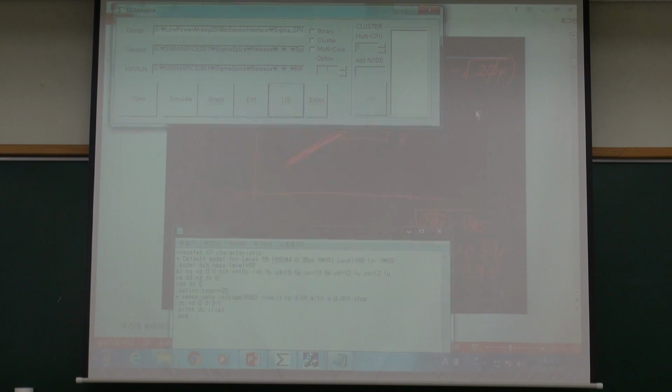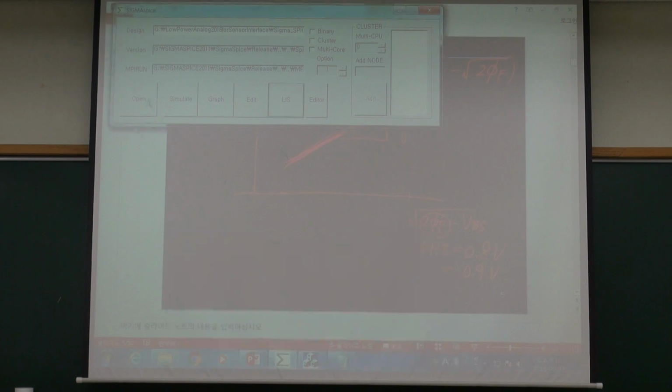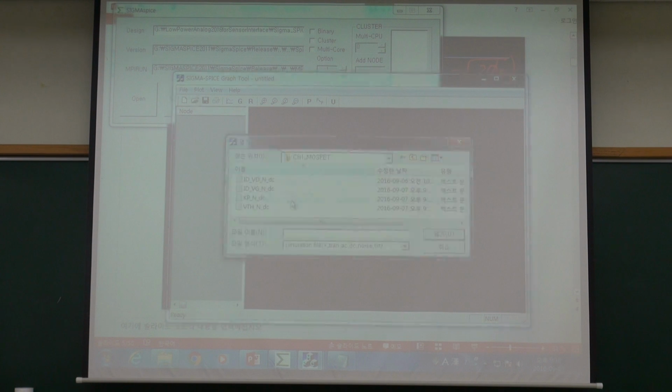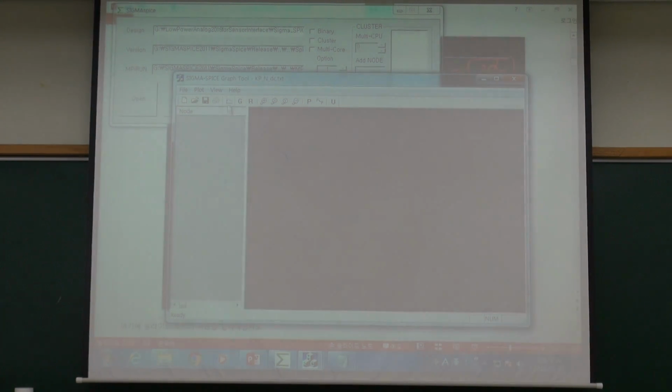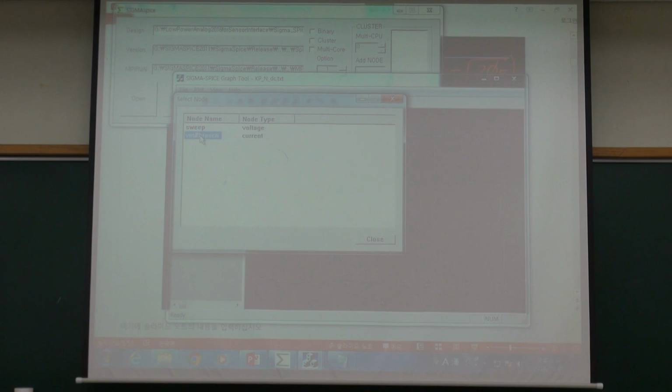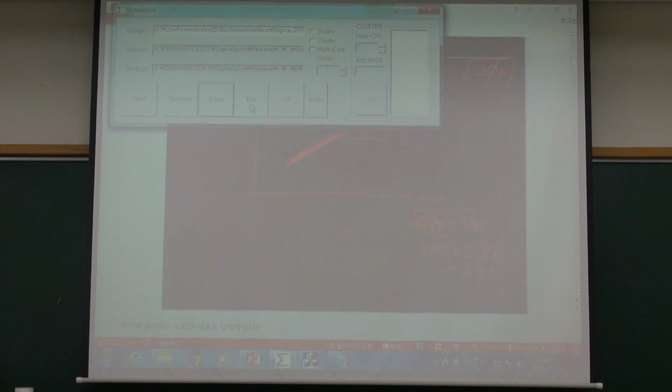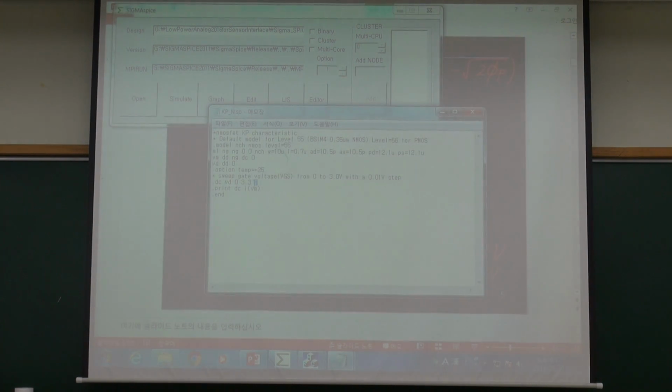VDD? Okay. Oh yeah, looks like, yeah, it's VDD. You're right. How come this is so rough? Oh yeah, this is 1 volt, right? 1 millivolt.